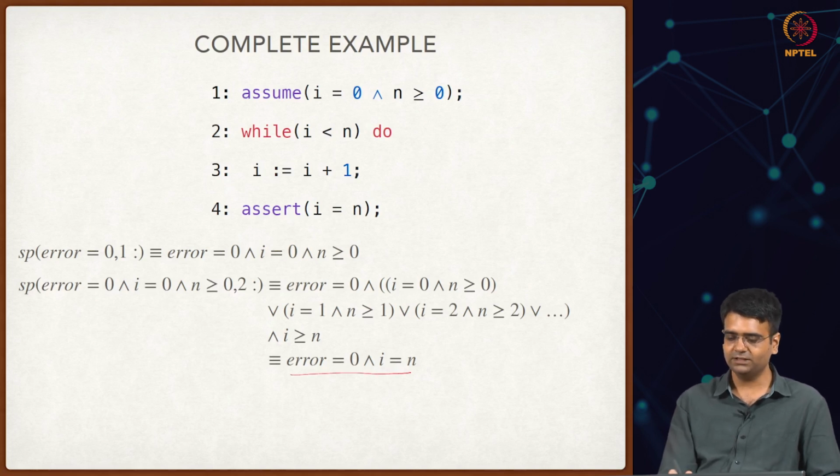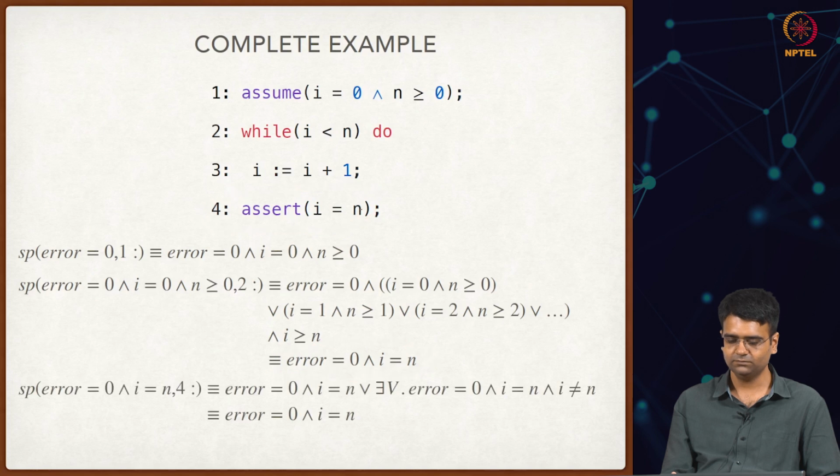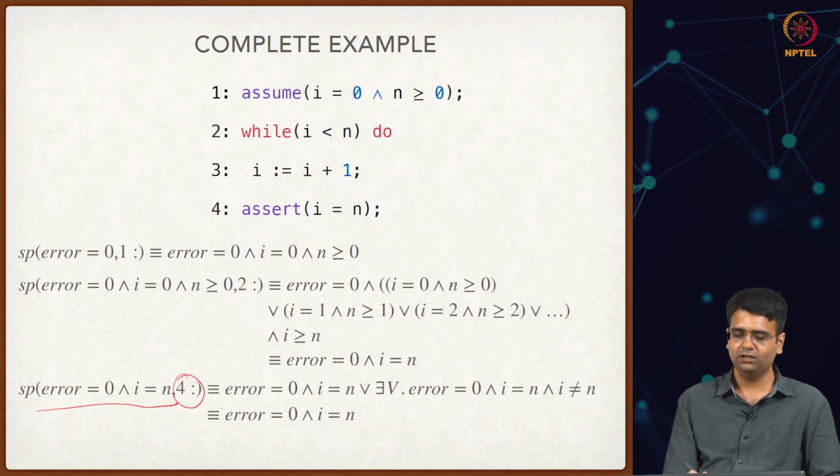And now once you have this state, this is the strongest post condition of the while loop, that in turn will be fed to the strongest post condition for the assertion, right. So you will calculate the strongest post condition with this particular state, error equal to 0 and i equal to n, with this assertion, assert i equal to n. So the strongest post condition of error equal to 0 and i equal to n, which is supplied as input to the statement number 4, which is this assert i equal to n.